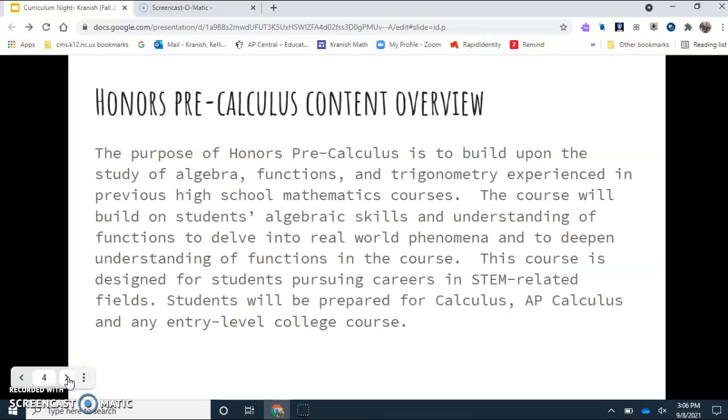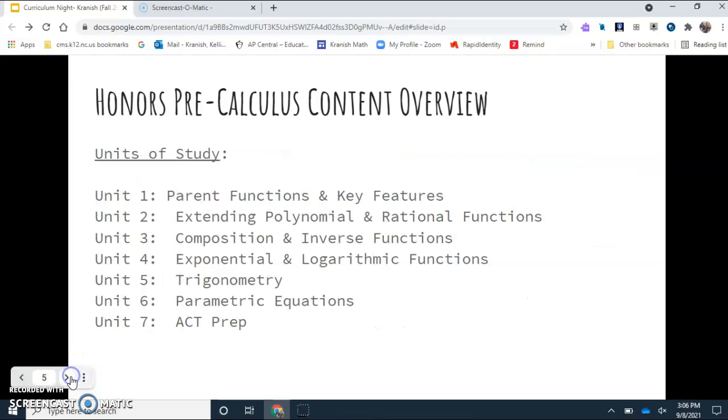For Honors Pre-Calculus, here is the content overview. The purpose of Honors Pre-Calculus is to build upon the study of algebra, functions, and trigonometry that are experienced in previous high school mathematics courses, so Math 1 through 3. The course will build on students' algebraic skills and understanding of functions, to delve into real-world phenomena, and to deepen understanding of functions. This course is designed for students pursuing careers in STEM-related fields. This will prepare students for calculus, AP Calculus, and any entry-level college course.